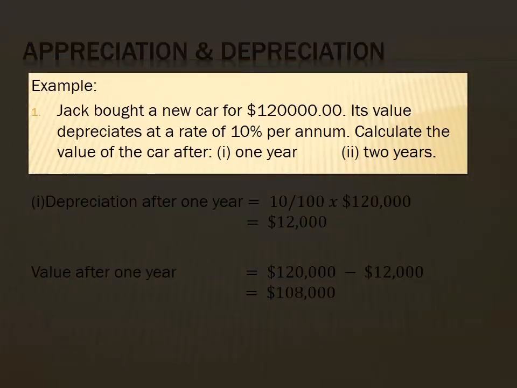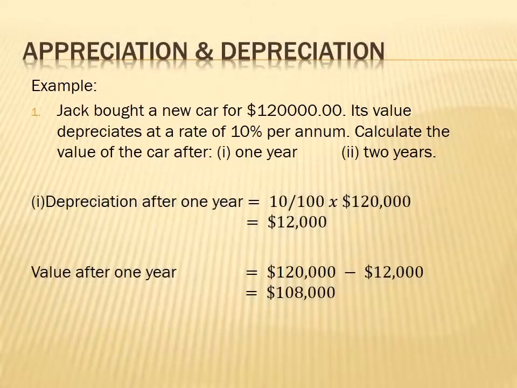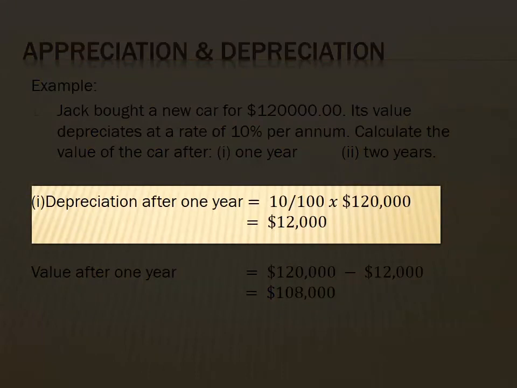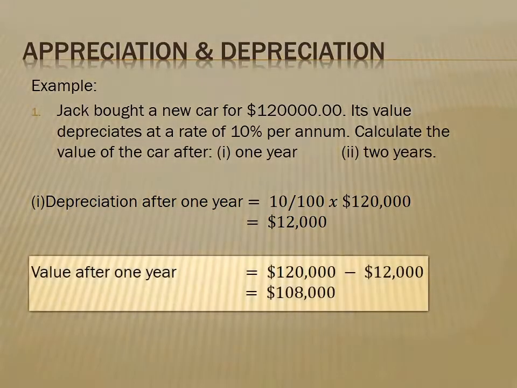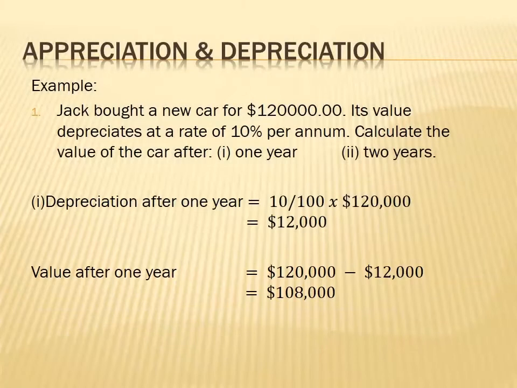Jack bought a new car for $120,000. Its value depreciates at a rate of 10% per annum. Calculate the value of the car after 1 year and after 2 years. In part 1, before we can find the value of the car after 1 year, we must first find the depreciation, or the amount the car has decreased by. And to find this, it would be 10% of $120,000, which would give us $12,000, and so the value after 1 year would be $120,000 minus $12,000, which would give us $108,000.